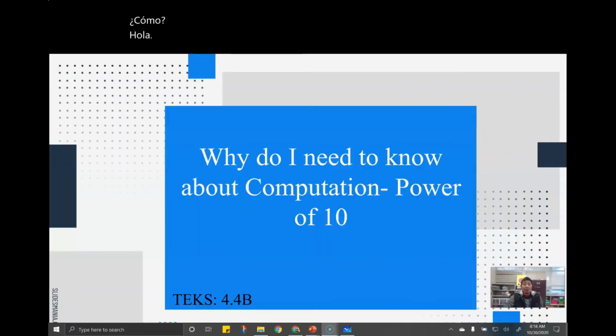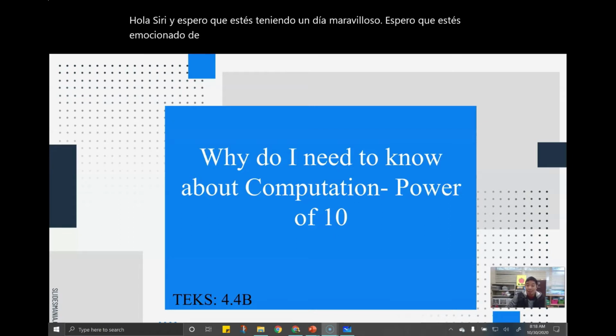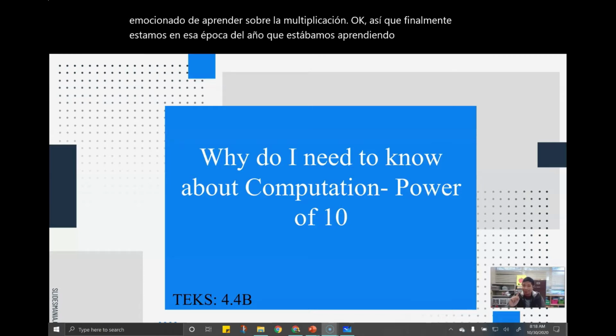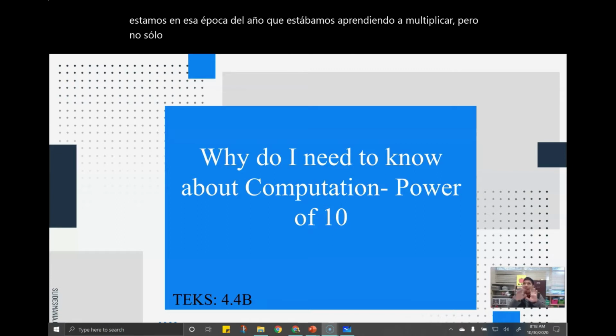Hello students, I hope you are having a wonderful day. I hope you are excited to learn about multiplication, okay? So we are finally in that time of year where we're learning how to multiply, but not just small numbers. No, not just multiplying 5 times 5 is 25. No. We're gonna learn how to multiply big numbers, okay? Because that's what 4th graders do.